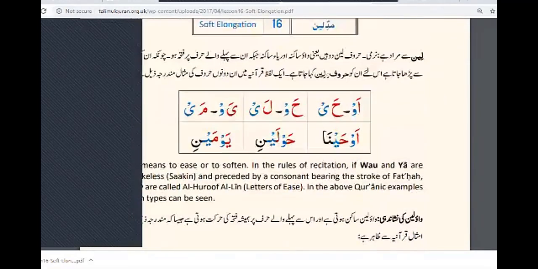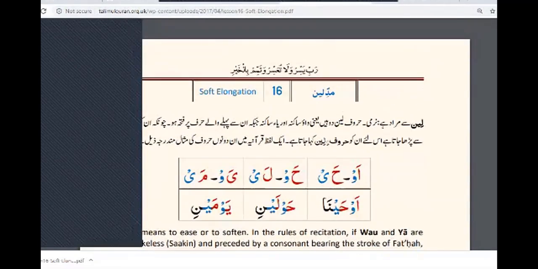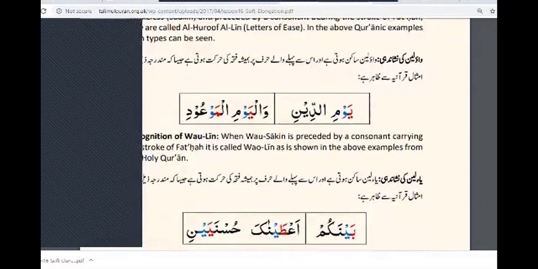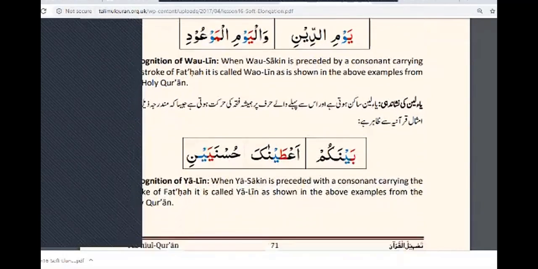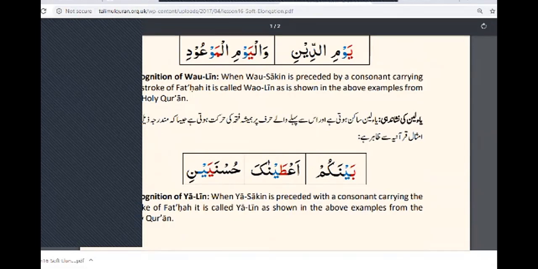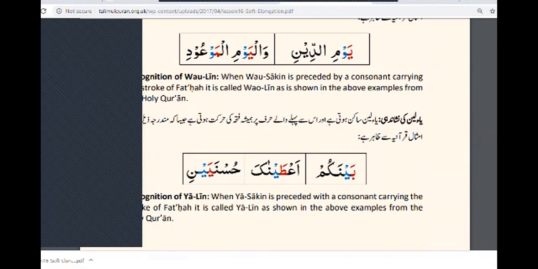So if we move down to the next explanation. Okay, recognition of vowel lean. It says when a vowel sakin is preceded by a consonant bearing the stroke of fatha, it is called a vowel lean and is shown in the above examples. And we just looked over that.